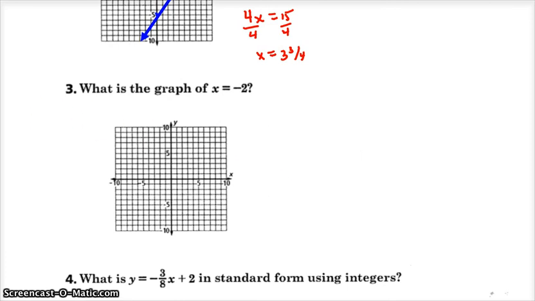Question number 3, what is the graph of x equals negative 2? We know that x equals will be a vertical line, and they're all going to be through the point negative 2, so right there you have it.